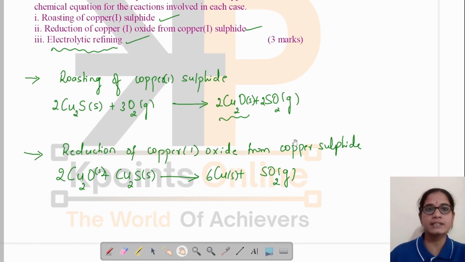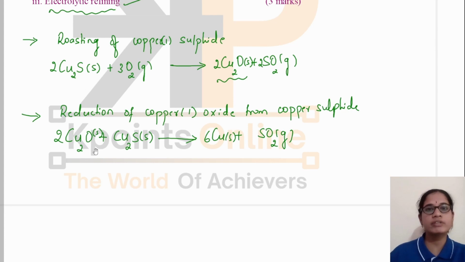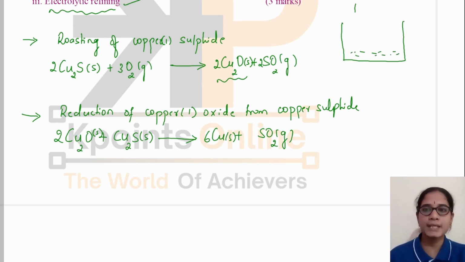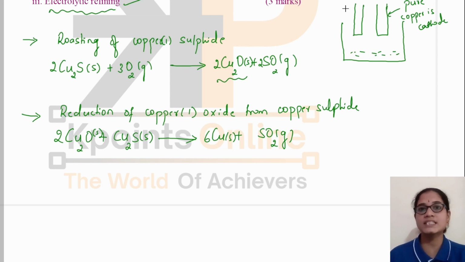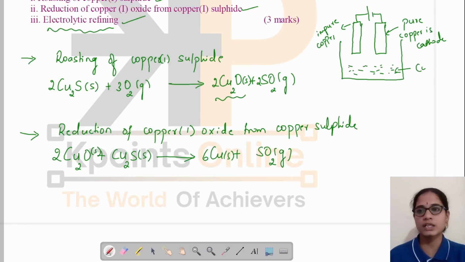They have asked to write the reactions involved in the electrolytic refining process. Let's write the equations here. What do we do in electrolytic refining? We take an electrolyte and make the cathode and anode such that pure copper is made the cathode, and impure copper which is to be made pure is made the anode. The electrolyte, for conduction of electricity, is copper sulfate solution.